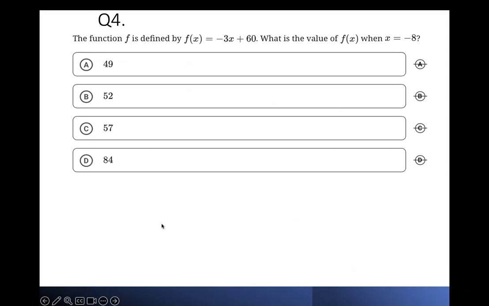A function f is defined by that. What is the value of f of x when x is equal to -8? They use these things to test whether you have the concept associated with the linear function and equation. f of x is y. That's all. So if I know x is equal to -8, I just plug in. That's all. So you have -3 times -8, plus 60. What is it going to give you? This is 24 plus 60. It gives you 84. That's all.